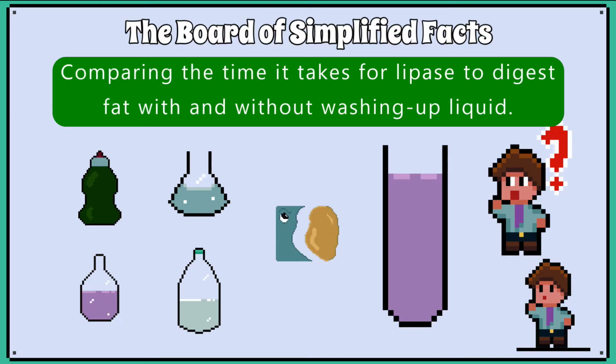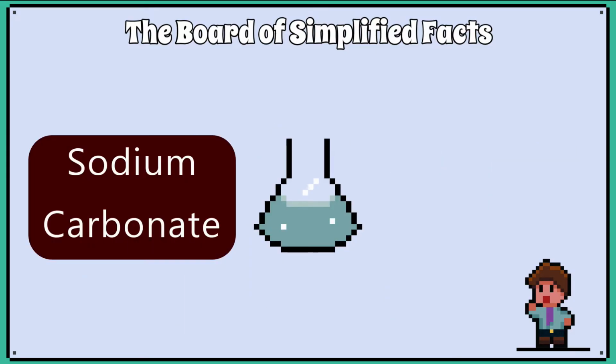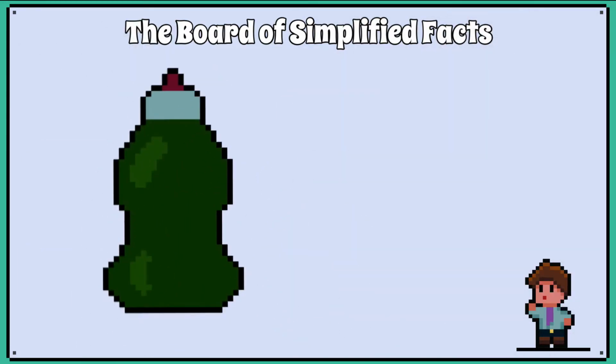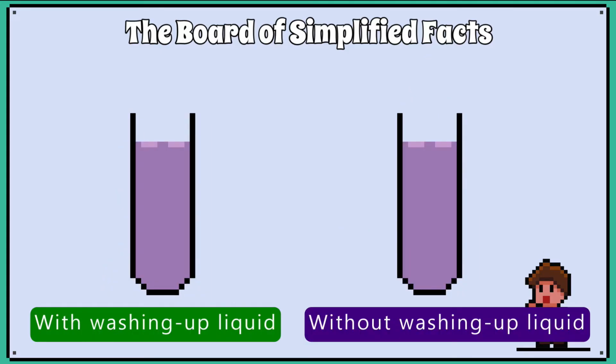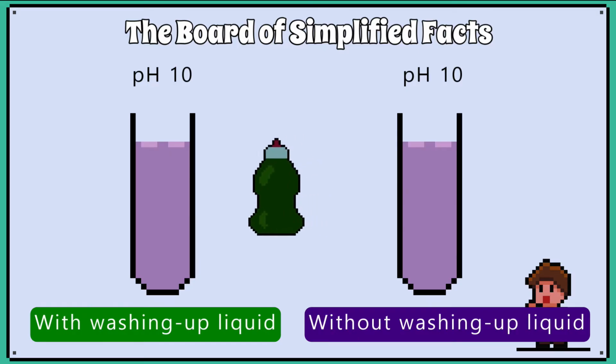This experiment shows how emulsification can decrease the time it takes for fat to be digested by using milk, sodium carbonate, a pH indicator called phenolphthalein, and washing up liquid. Washing up liquid contains surfactants which emulsify the fat in the milk, and this will mimic what bile does. We will have two test tubes that each contain milk, sodium carbonate to make it alkaline, the phenolphthalein indicator, but only one test tube will contain washing up liquid.